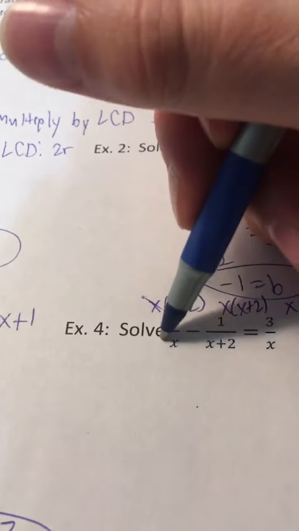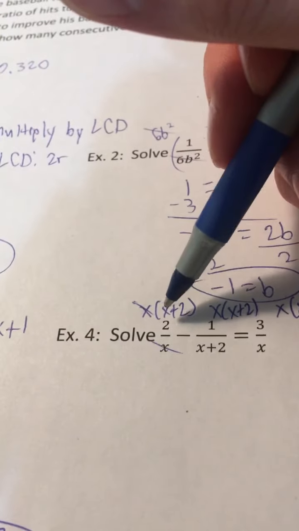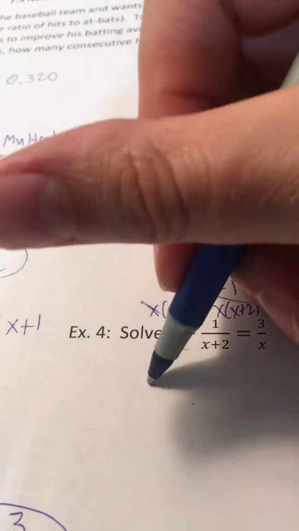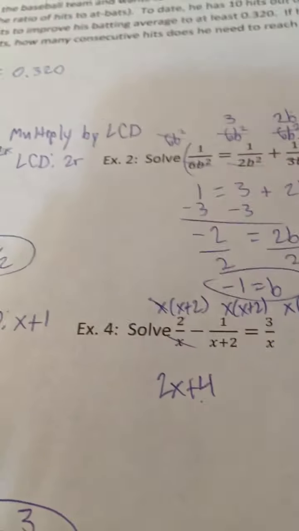Each part of the fraction. So in the first fraction, the x's cancel out. I have this x plus 2 times this 2. I need to distribute that 2 to this. So that's going to give me 2x plus 4.